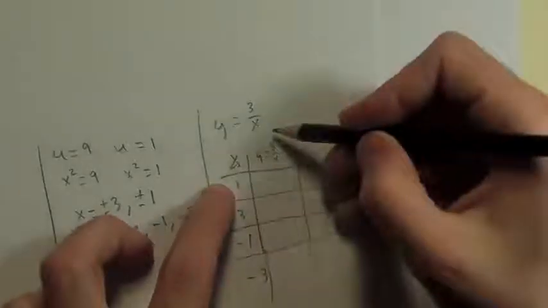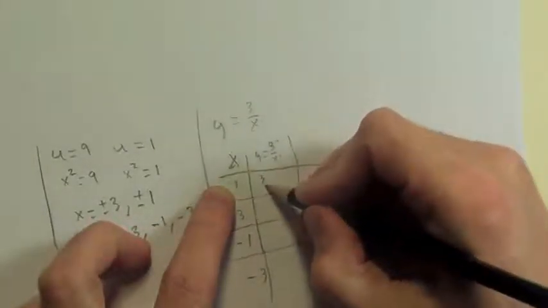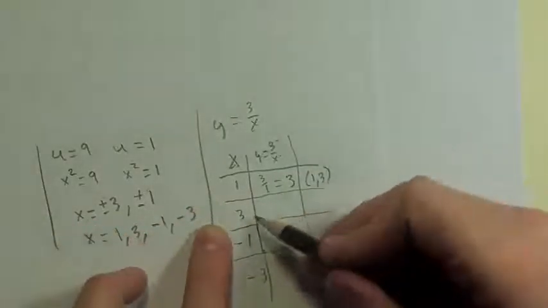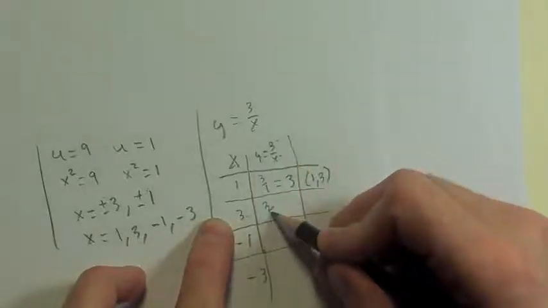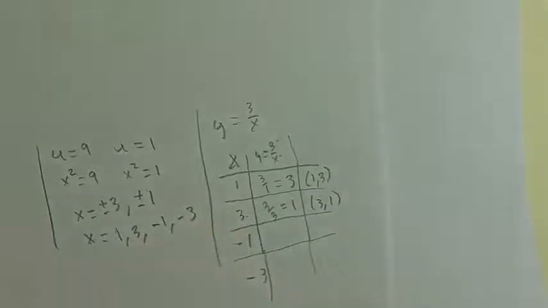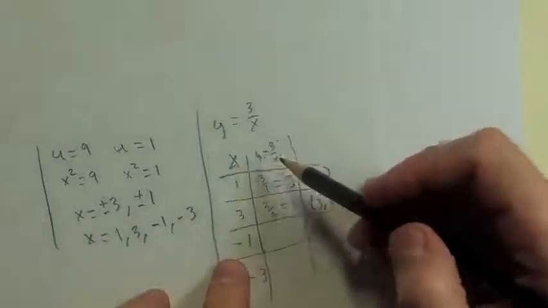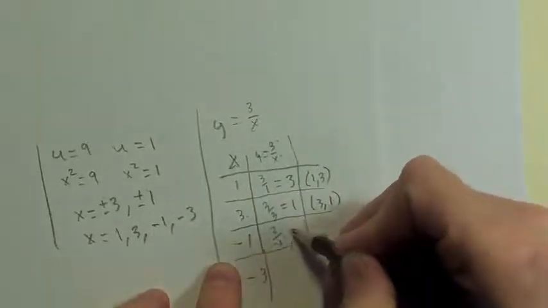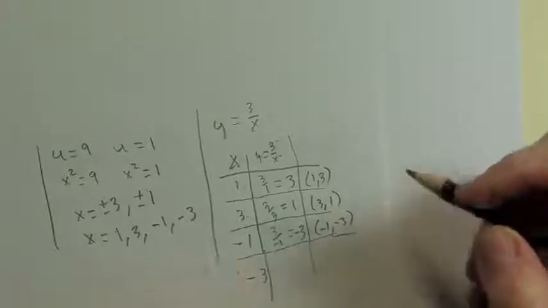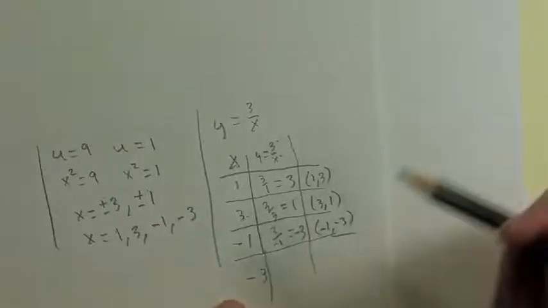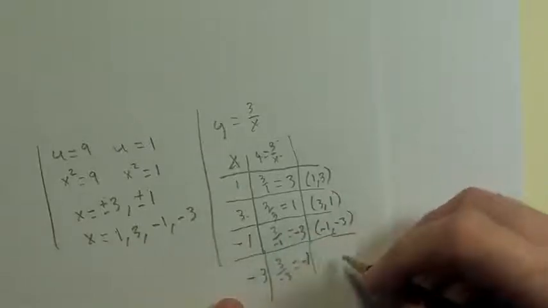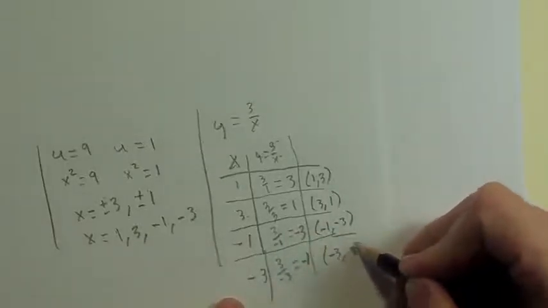So when x is equal to 1, 3 over x will be 3 over 1. So that's just 3. So I get the point 1, 3. Okay. When x is equal to 3, y is 3 over 3, so I get 1. So I get the point 3, 1. When x is equal to negative 1, y is equal to 3 over negative 1, so that's negative 3. So I get the point negative 1, negative 3. And when x is equal to negative 3, y is 3 over negative 3, so we get negative 1. So we get the point negative 3, negative 1.